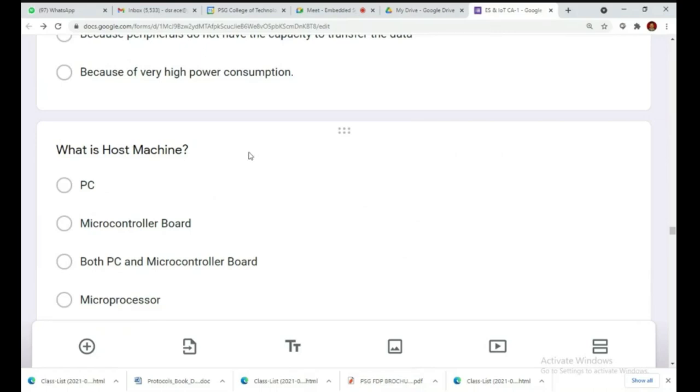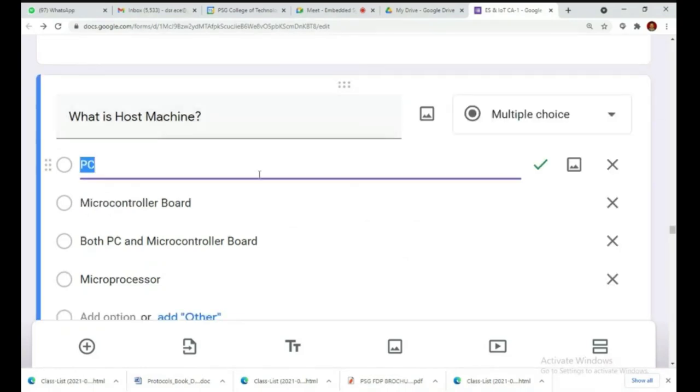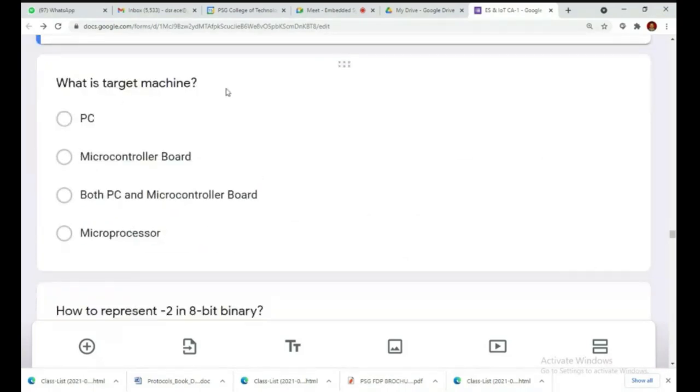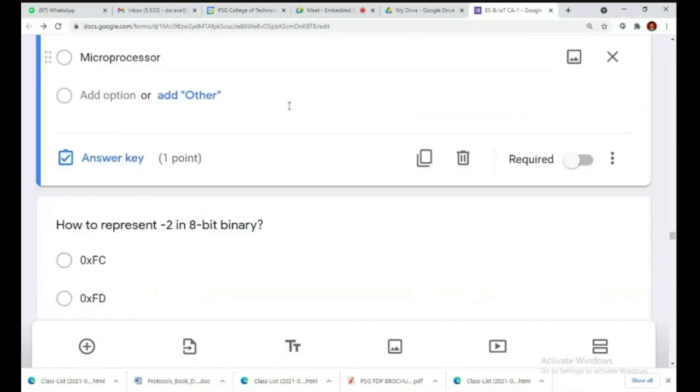What is host machine? Once again, the same question is repeated. PC is the host machine. Microcontroller board is a target machine. Both PC and microcontroller board is not a right answer, and microprocessor is not the answer. What is host machine? PC is the host machine. What is target machine? Microcontroller board is a target machine.